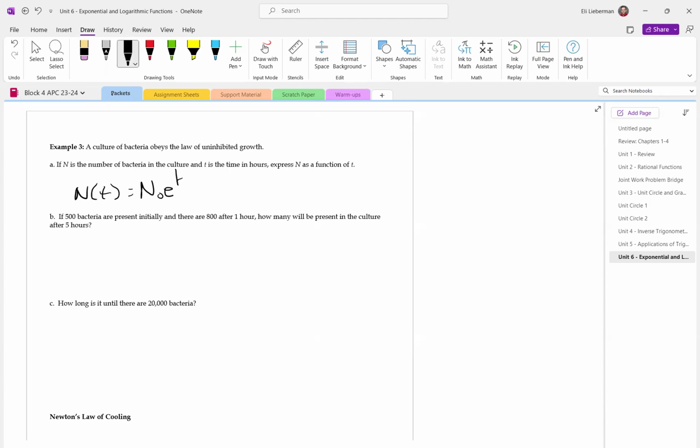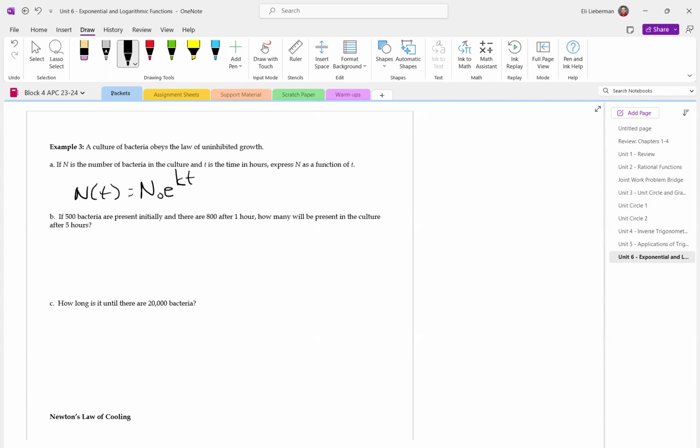Yes, Jazzy? Why is the N on the right just different than the N on the left? N on the left is changing. N is a function of t. N represents the number of bacteria in the culture. That means it's growing. But this number can't grow. It starts with a number that can't be changed. Yeah, good question.